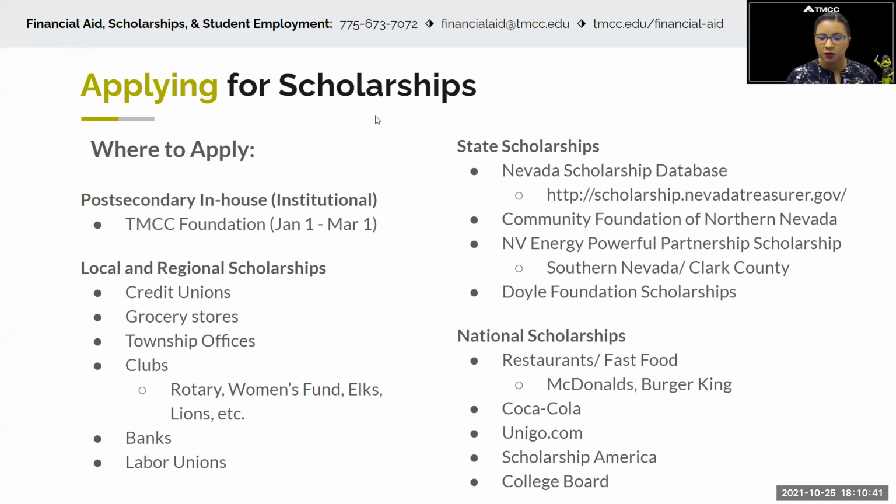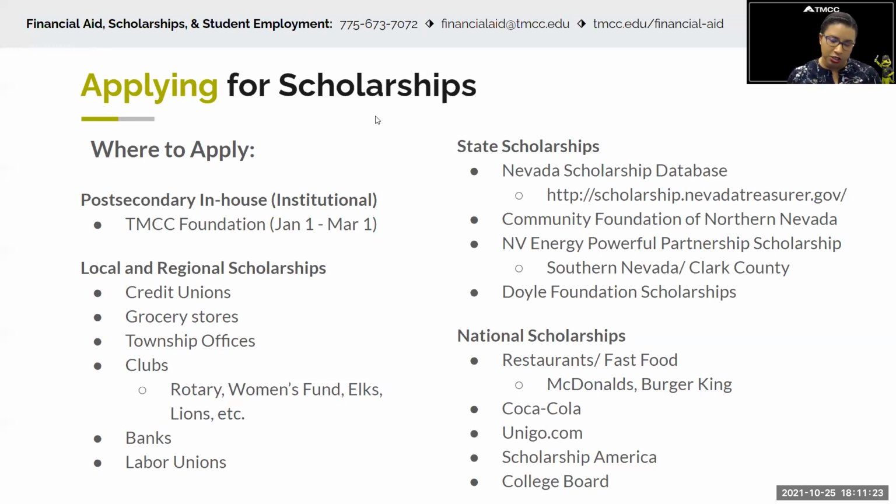So in Nevada, we have some state scholarships, and you can see the website there for the Nevada Scholarship Database. And feel free to take a picture of that if you want to use it later. The Community Foundation of Northern Nevada has a ton of scholarships for students. I have personally seen students at TMCC get multiple scholarships just from that one foundation. The NV Energy Powerful Partners Scholarship is for Southern Nevada residents who are in Clark County.